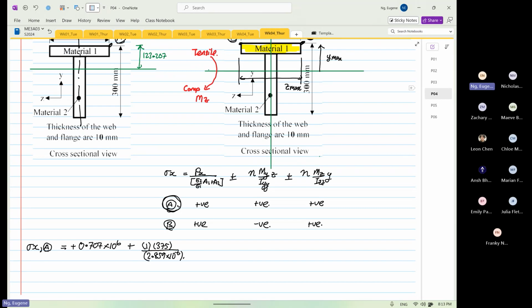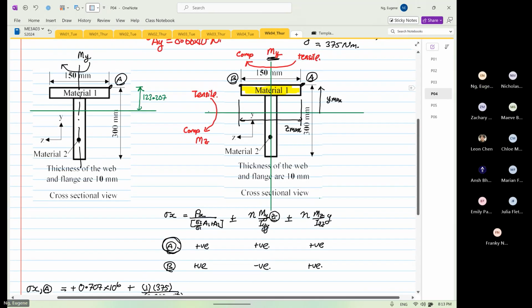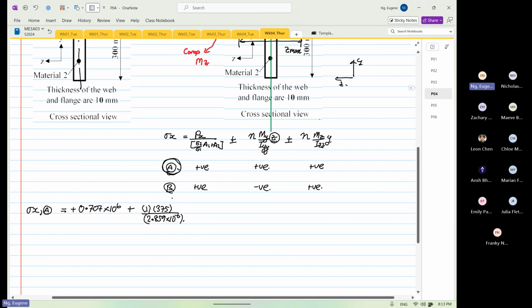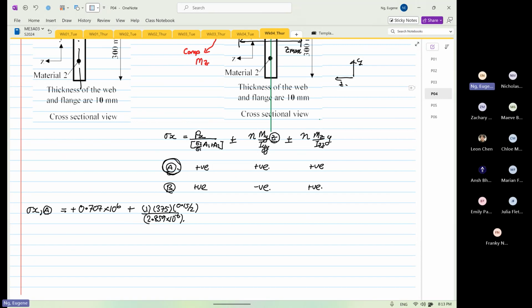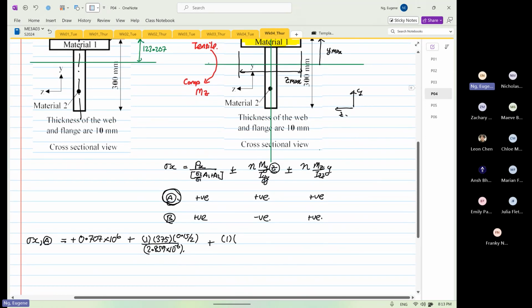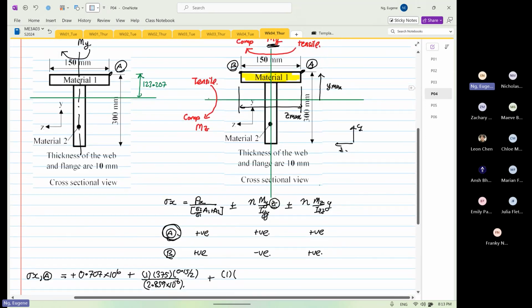As I said, the next thing students will get wrong is this Z distance over here. So we know our transformation that this is Y and this is Z. So Z relative to the centroid is 0.15 divided by 2. Okay, so the next one, N again is 1. Moment about Z is equal to 17.936, 17.936.